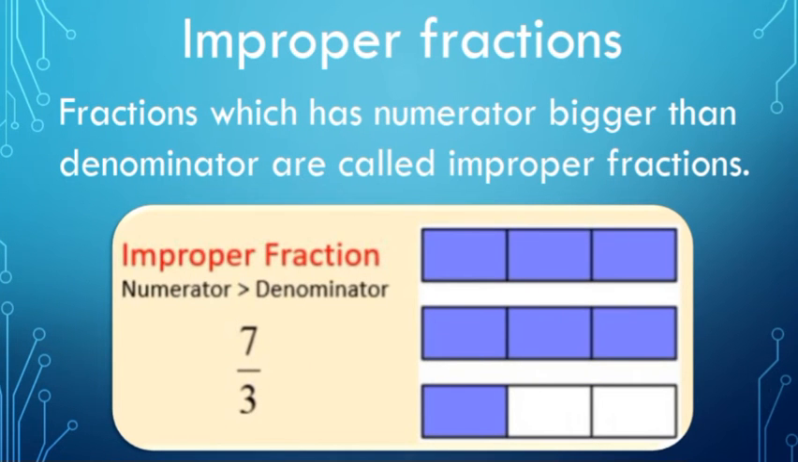And this is an improper fraction. As the name suggests, it is improper. It is not proper. Have you understood this? So, fractions which have a numerator bigger than the denominator are called improper fractions.